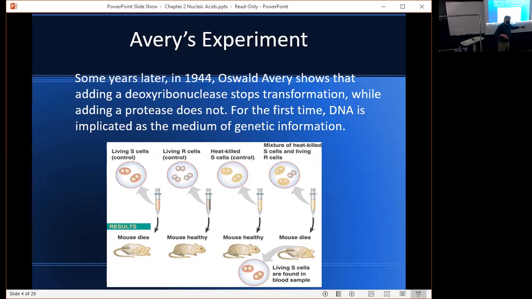Okay, same thing for DNA. If DNA is a transformation principle, then adding a deoxyribonuclease should break down the DNA, and we shouldn't see transformation. And a protease shouldn't affect it. The results of the experiment were that adding a deoxyribonuclease prevented transformation of the R strain into the S strain, whereas adding a protease didn't affect it at all. Okay, so now finally, for the first time, DNA is implicated as the molecule that carries genetic information.